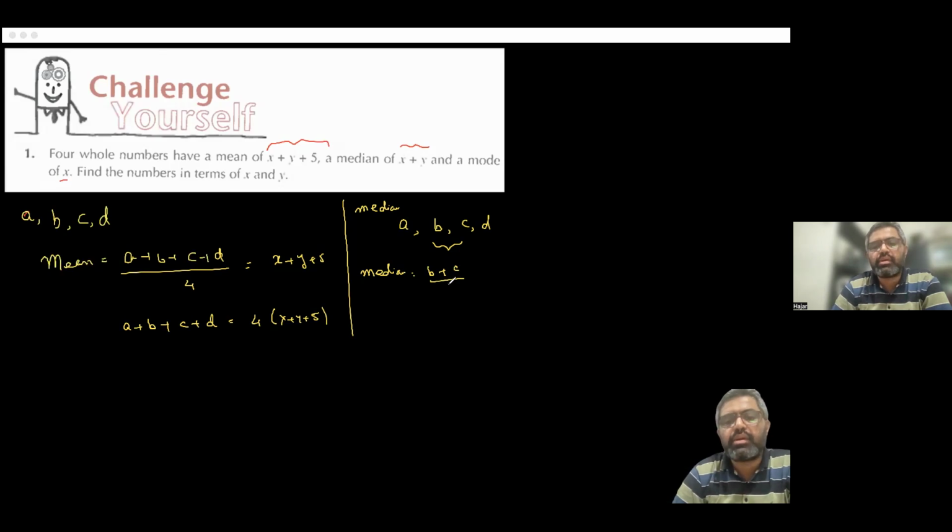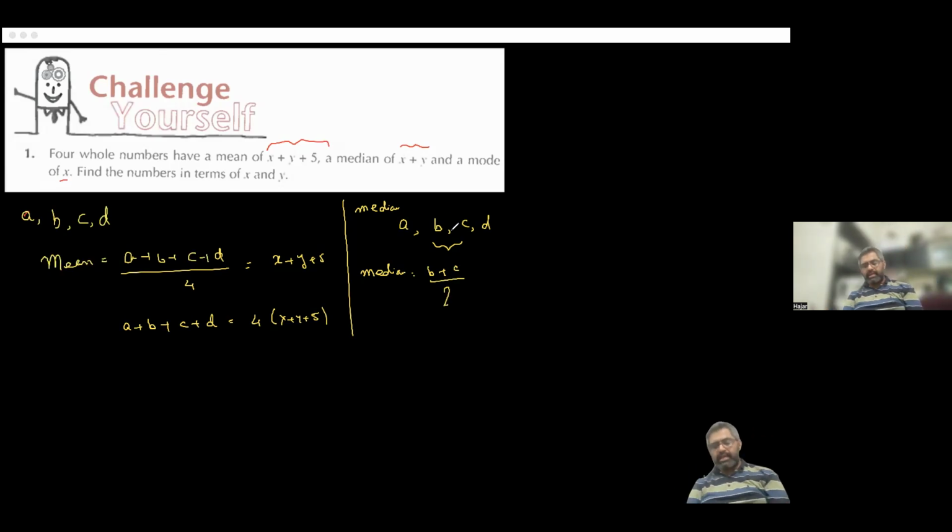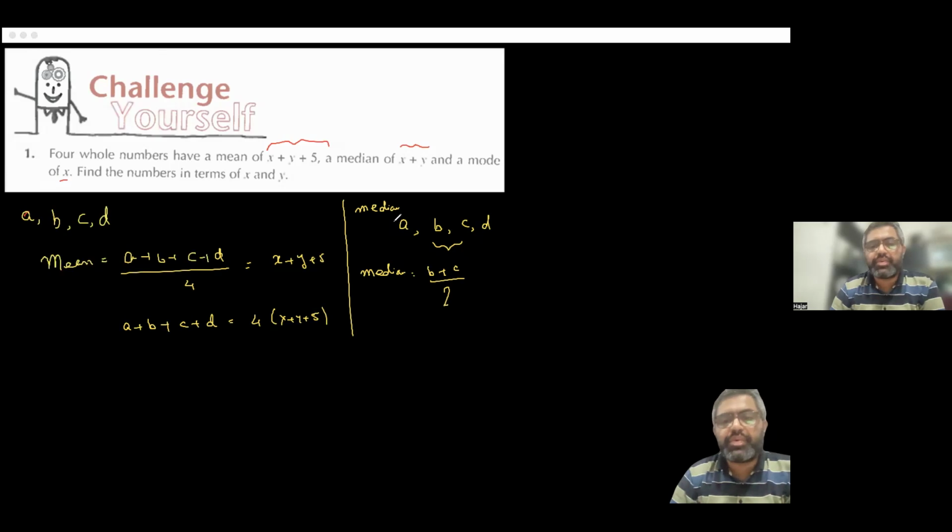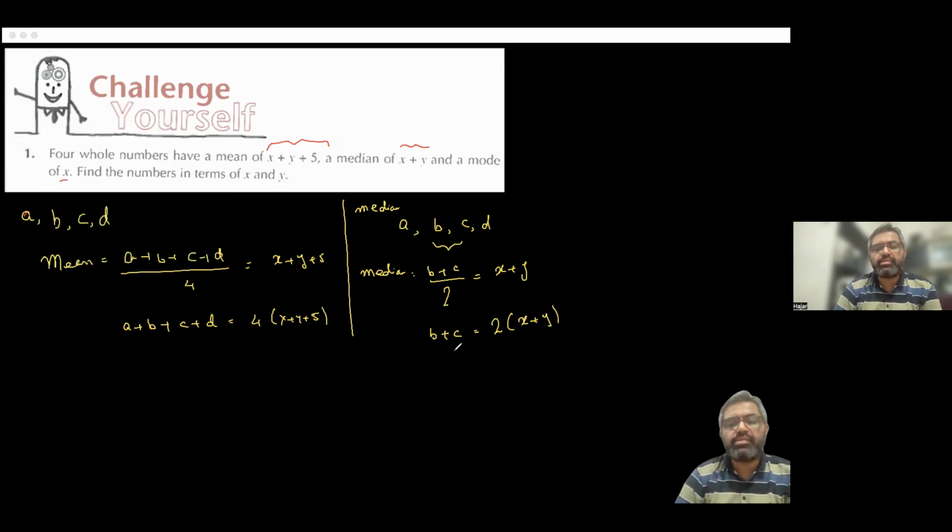If the total number of elements is odd, then we can find the exact middle element. If the total number of elements is even, then there are 2 middles and we have to take their average. So B plus C over 2 is equal to x plus y. Again, we can take 2 to the other side. So this becomes 2 times x plus y. Actually, we have got B plus C as 2 times x plus y. If we bring it over here, we will have A plus D in terms of x and y.